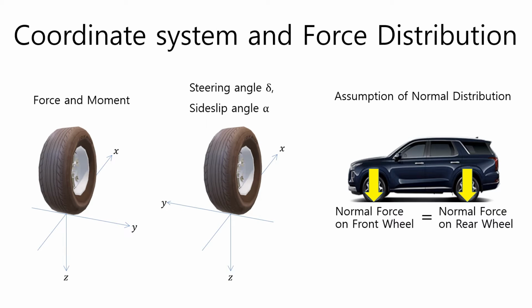The coordinate system described here uses the right-hand coordinate system for forces and moments and the left-hand coordinate system for steering angle delta and slip angle alpha, as used in the previous video on the brush model. In addition, it is assumed that the vertical load distribution of the vehicle in a stationary or constant speed driving state is the same for the front and rear wheels.